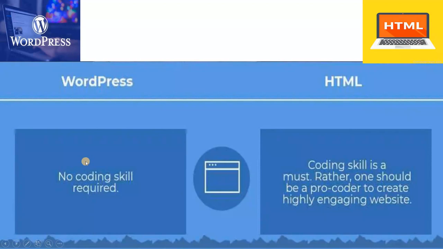So in WordPress, no coding skill is required. As you all saw in the previous lectures of HTML, we have to use different types of tags, like for an image I have to use the img tag, and for headings we have h1 up to h6. In case of WordPress, we don't need any coding skill. With the help of just drag and drop options, we can make our website better.